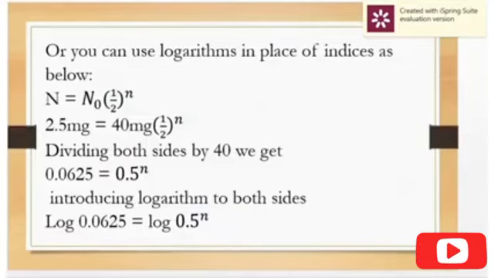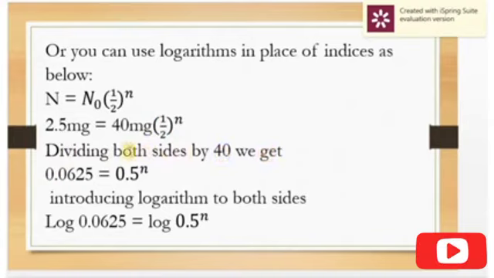Or better still, if you have an idea of logarithms, you get the formula just like we started. You put the amounts. The amount remaining is 2.5 milligrams, and the initial amount, the amount we started with, is 40 milligrams, and this is equal to 1 over 2 to the power n. Now at this point, you divide both sides by 40.